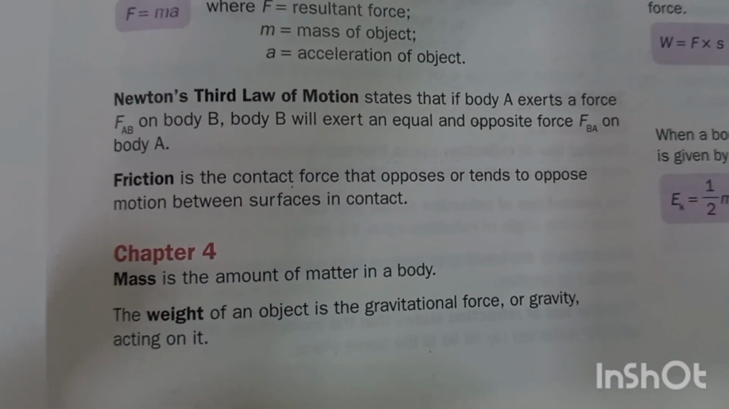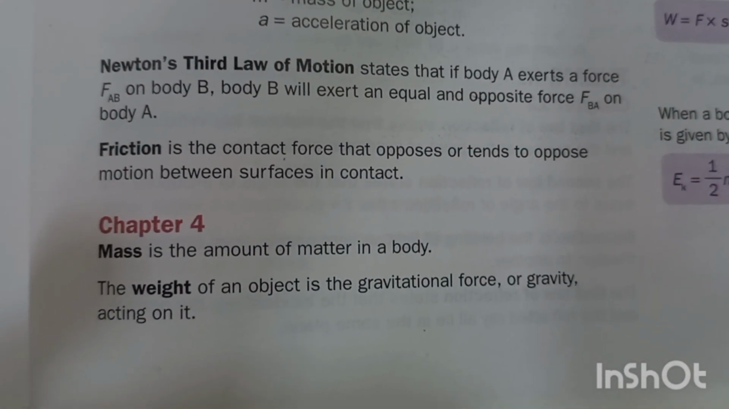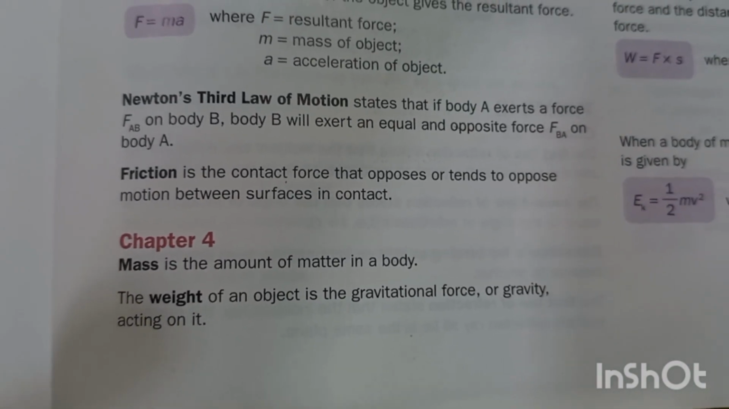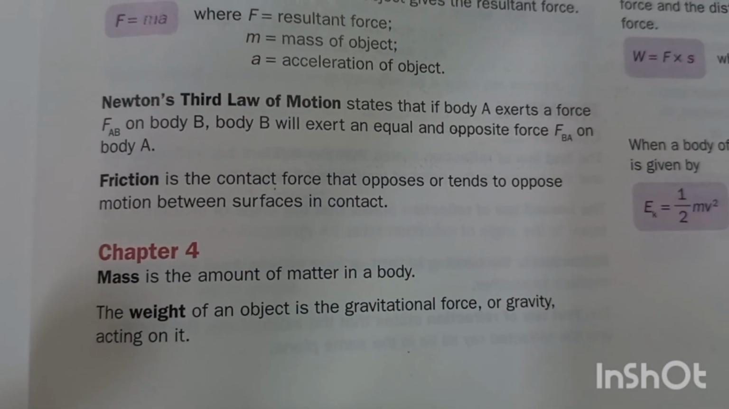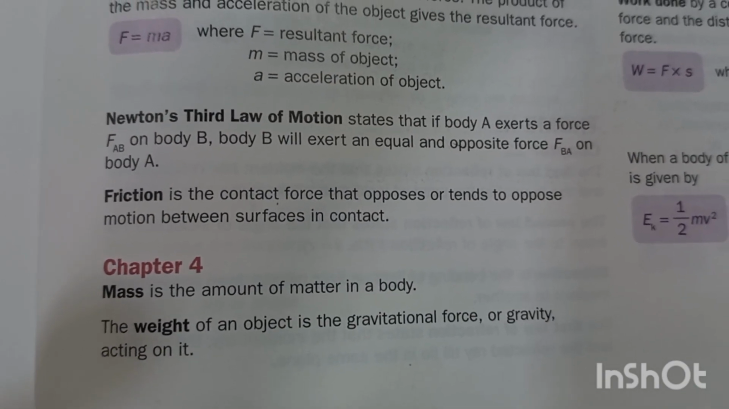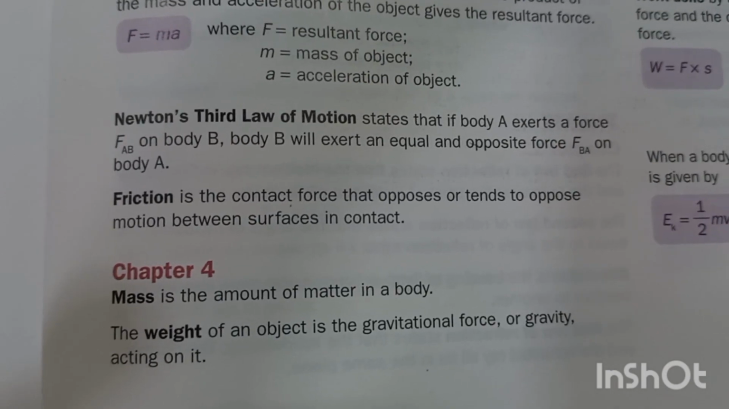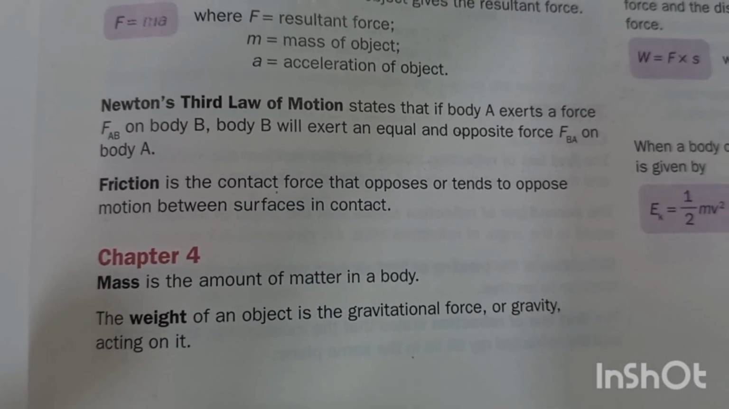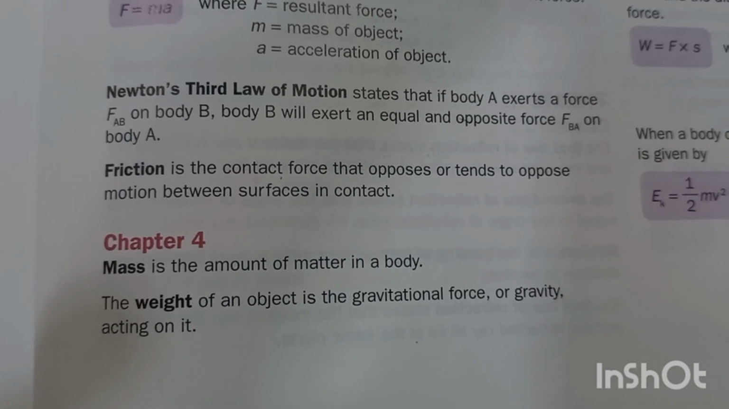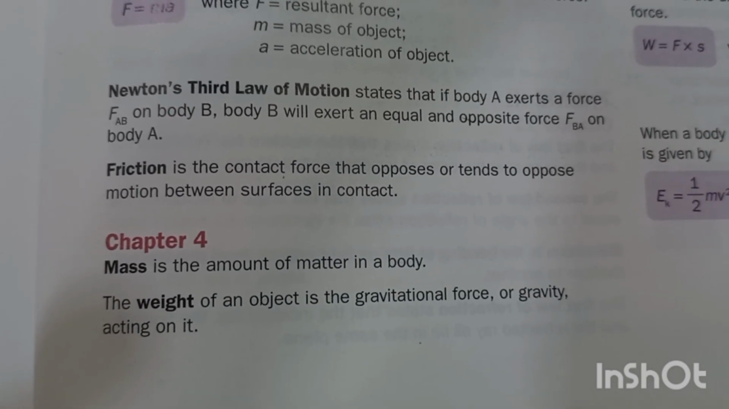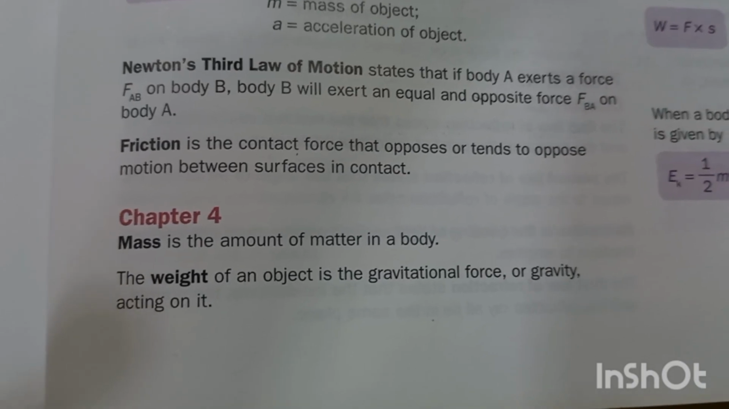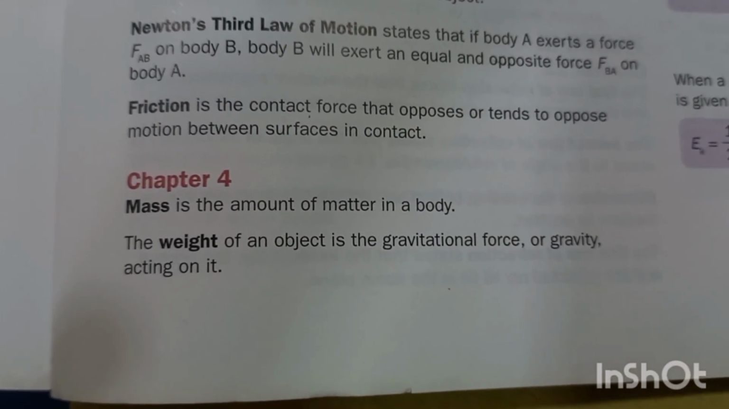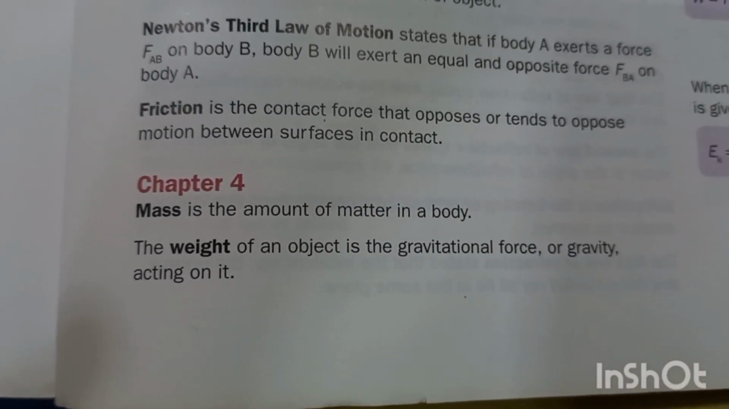Newton's third law of motion states that if a body A exerts a force FAB on body B, body B will exert an equal and opposite force FBA on body A. Friction is the contact force that opposes or tends to oppose motion between surfaces in contact. Chapter number 4. Mass is the amount of matter in a body.